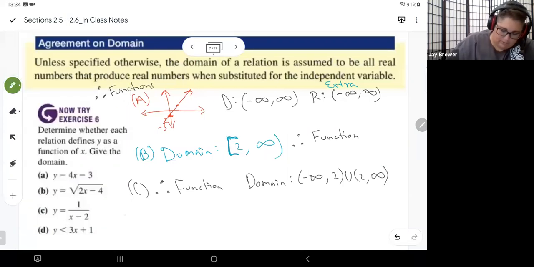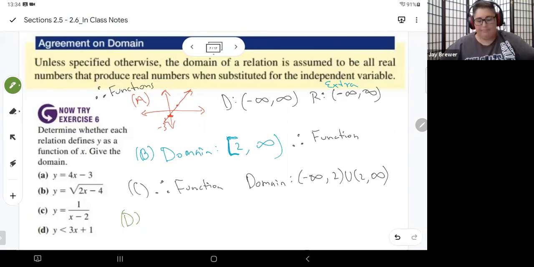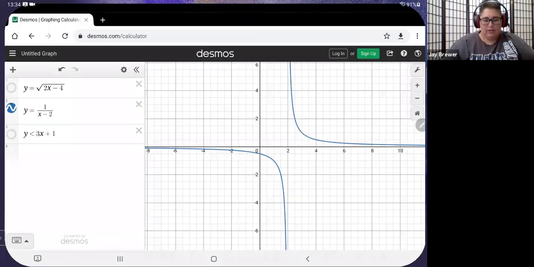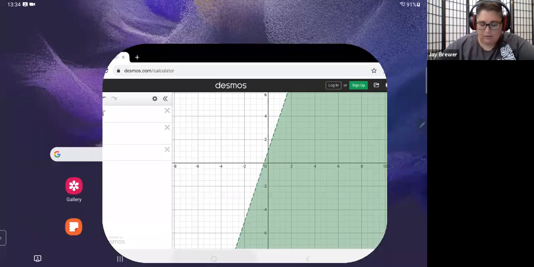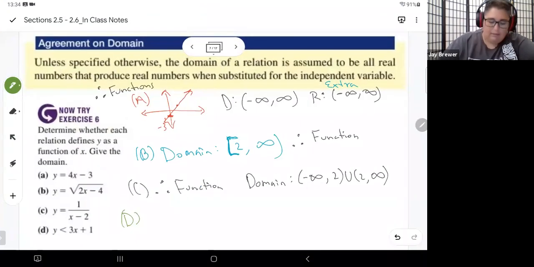And then the last one, D. This one's very interesting for us to look at. So turn off C, turn on D. What we have here is an inequality, and you can see that it's been graphed. But what I want you to look at, and this can take a little bit of abstract thinking, is to start doing your vertical line test, and you're going to notice that because of the shading, we have many hits for each vertical line. So that means that we have a relation.